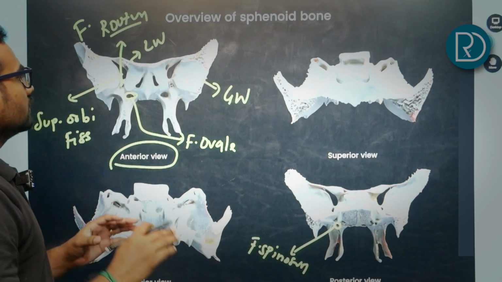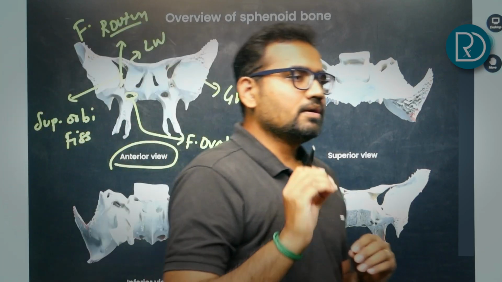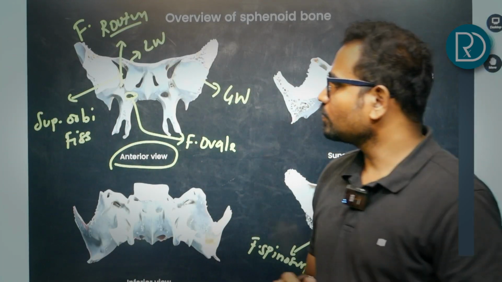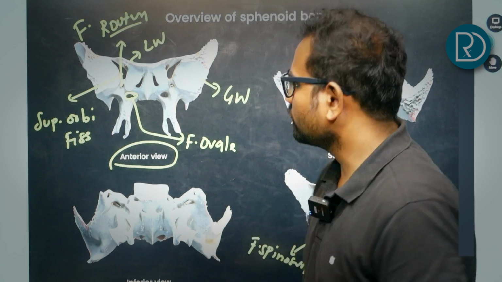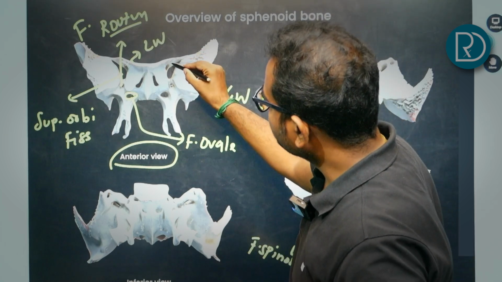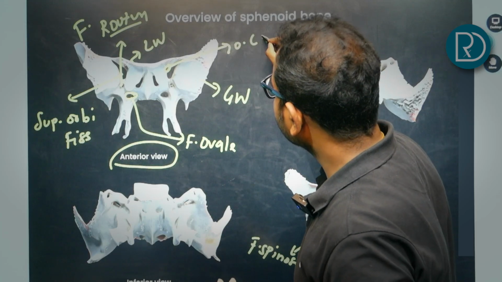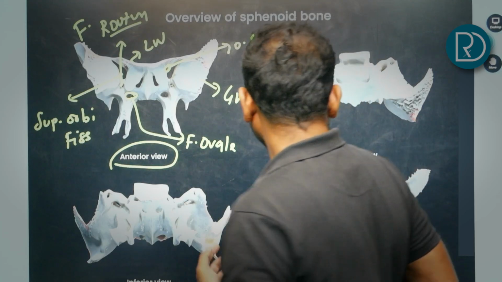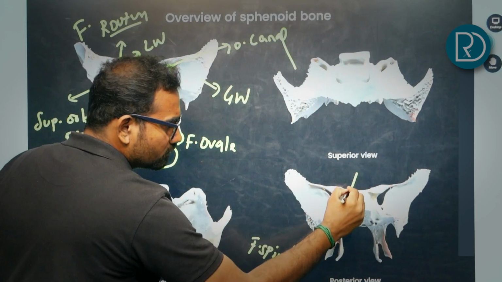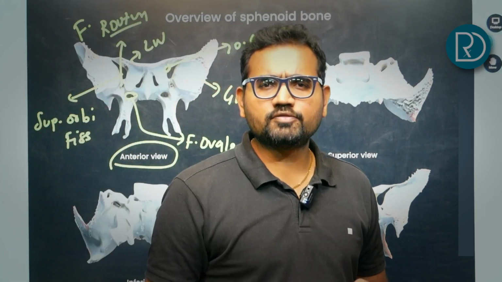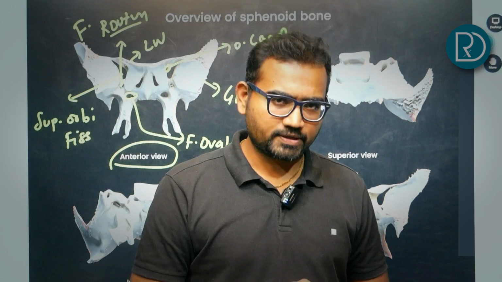Now, an important canal also passes through the sphenoid bone, which is the optic canal. You see a beautiful canal here. This is the optic canal. If you want to look at it from the superior view, this is the canal where the optic nerve and the ophthalmic artery pass through.